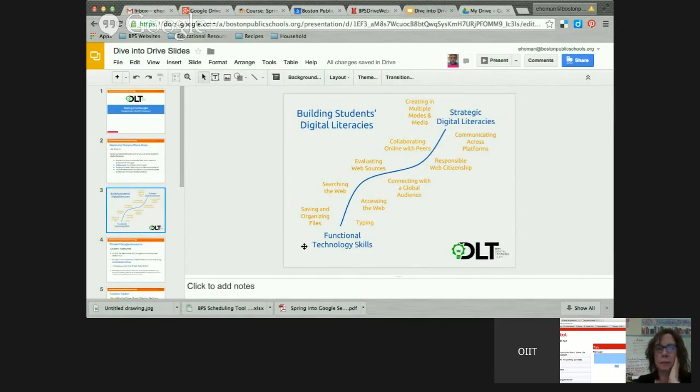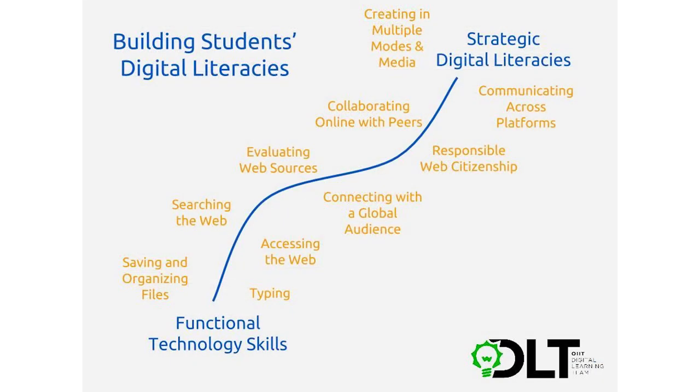So we certainly want to help students access the web, search the web. But when it comes to the skills students are going to need in their college and careers and the things that the Common Core asks students to be able to do later on, we want to move students up this curve towards strategic digital literacies. We want students to be able to communicate across platforms. We want them to create in multiple modes and media.